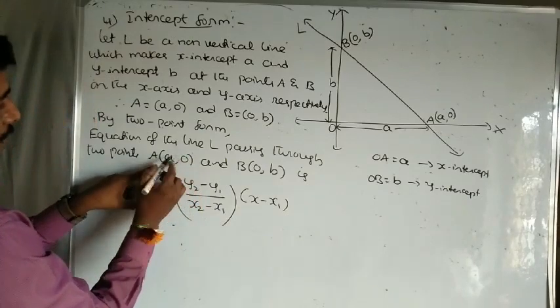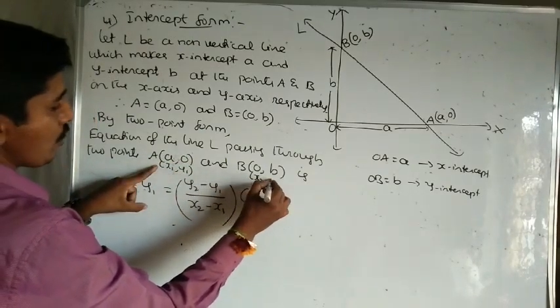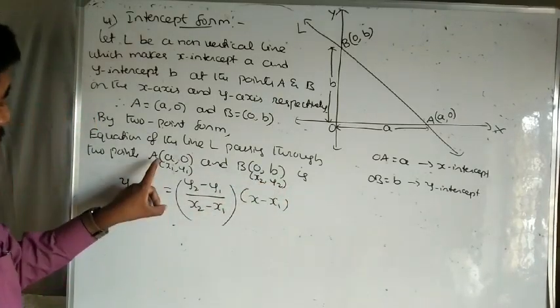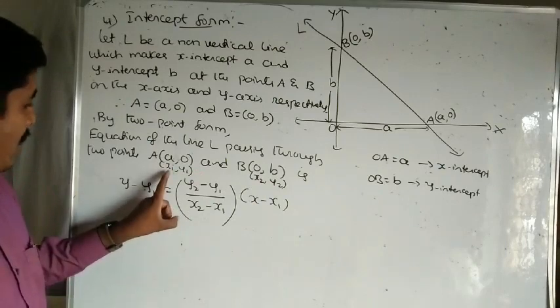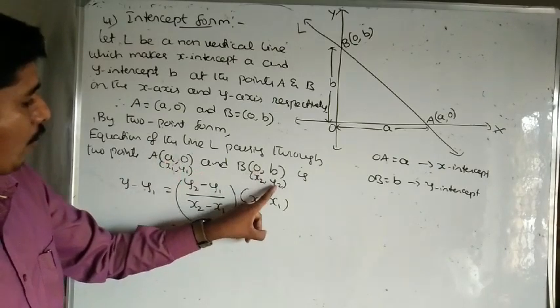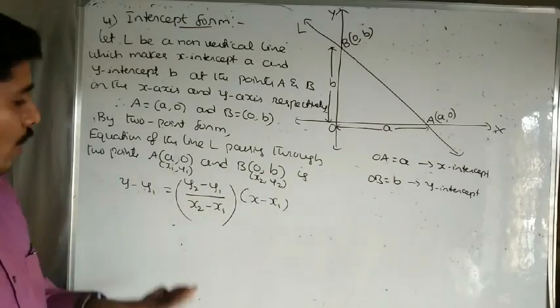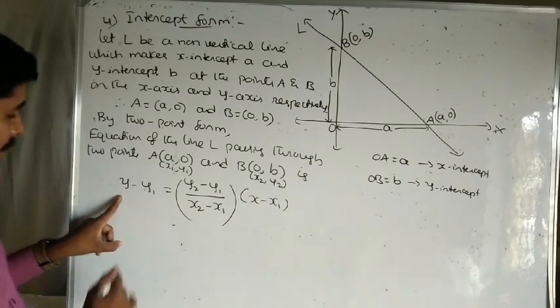Let us take the first point coordinates as x1, y1, and the second point coordinates as x2, y2. This means here x1 equals a, y1 equals 0. Here x2 equals 0, y2 equals b. Substitute the values in this 2-point form, the standard equation.